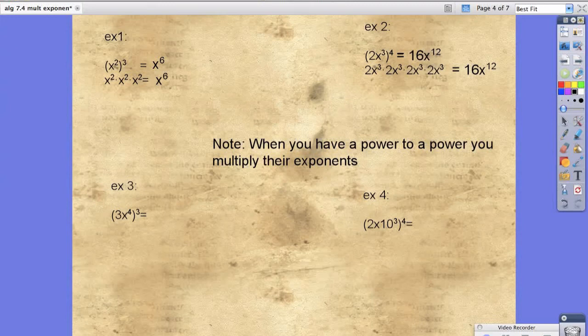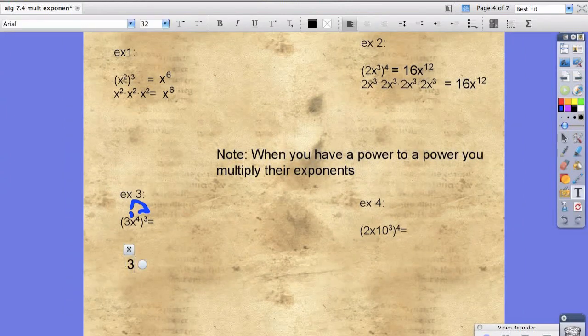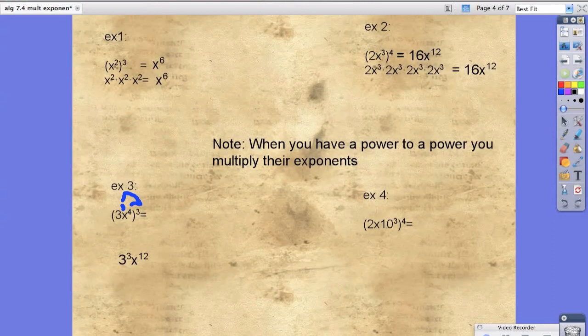So for example 3, what we're going to do here is we're going to look at the exponents, and for 3, it's 3 to the 1st power. And what we do is we're going to take this 3 on the outside and distribute it to each exponent on the inside, giving us 3 to the 3rd power and x to the 12th power, because 4 times 3 is 12, and that would be our answer for 3.